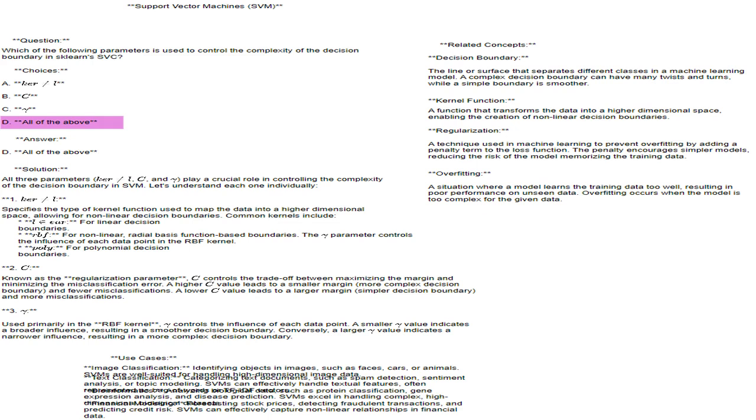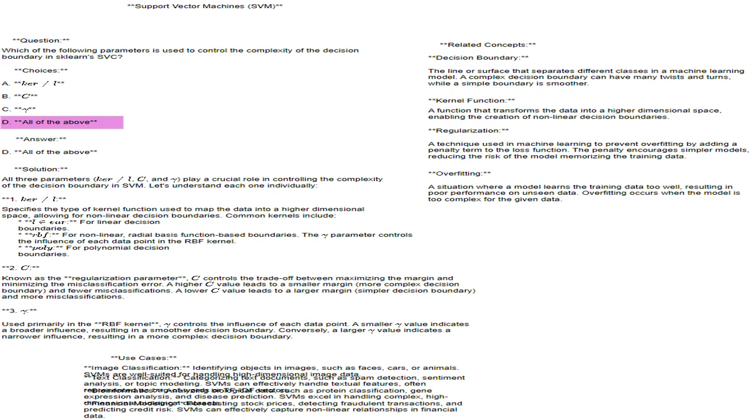A higher C value leads to a smaller margin, more complex decision boundary with fewer misclassifications, while a lower C value results in a larger margin, simpler decision boundary with more misclassifications. This parameter balances the trade-off between fitting the training data well and preventing overfitting.